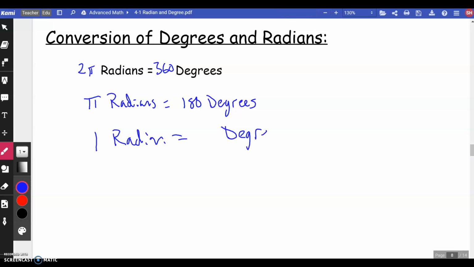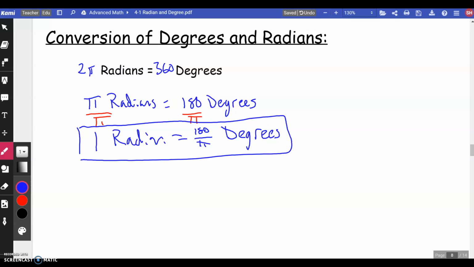Now I don't want a decimal. We're going to have this in terms of fractions. So how did I do that? All I did is divide both sides by pi. If I divide both sides by pi, I get 1 radian, because pi divided by pi, and I get 180 over pi. So that's one conversion factor, and that one we use to change radians to degrees.